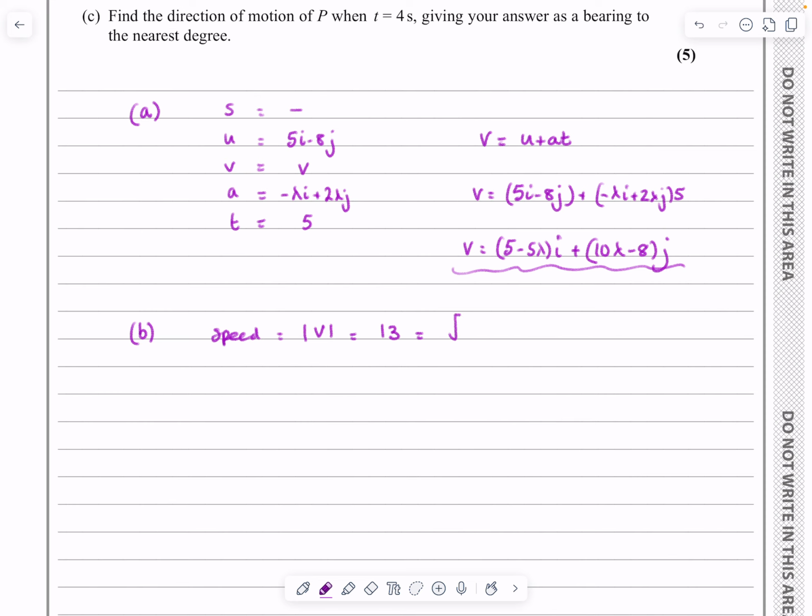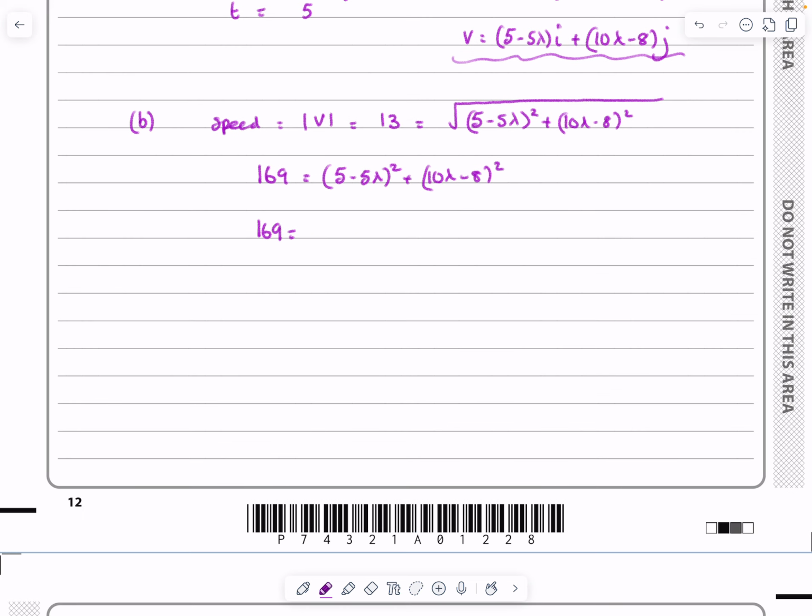And it's also equal then, if it's the magnitude of this vector, to the square root of (5 minus 5 lambda) squared plus (10 lambda minus 8) squared. So if we square both sides, 169 is equal to (5 minus 5 lambda) squared plus (10 lambda minus 8) squared. So 169 is equal to, you can take as much time as you want over this.